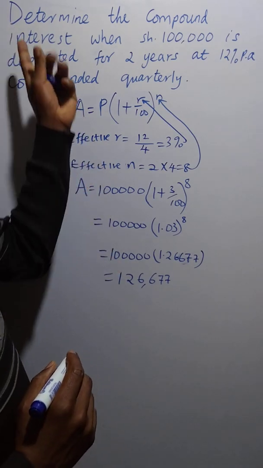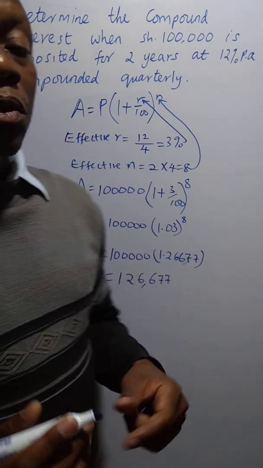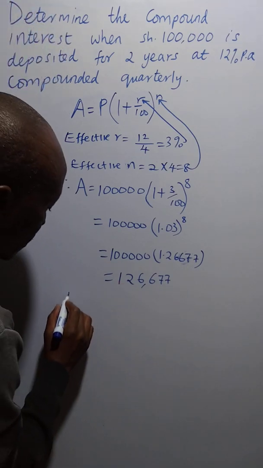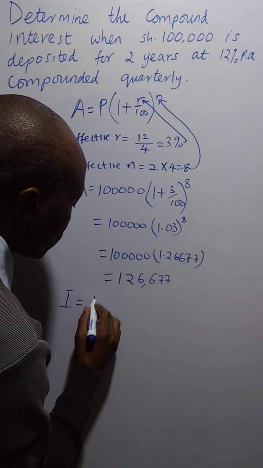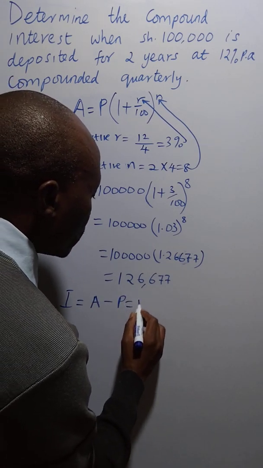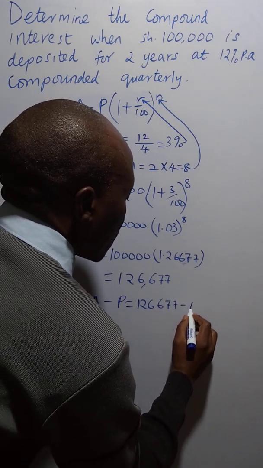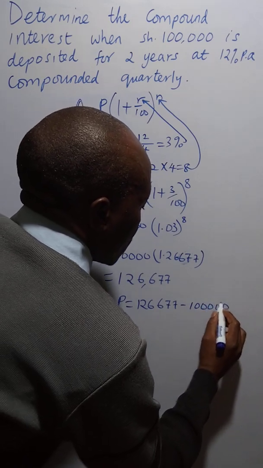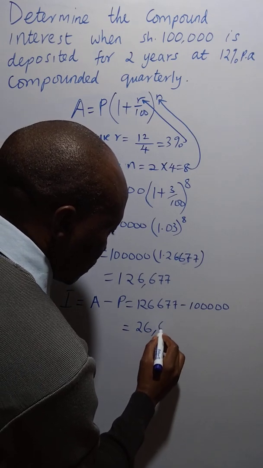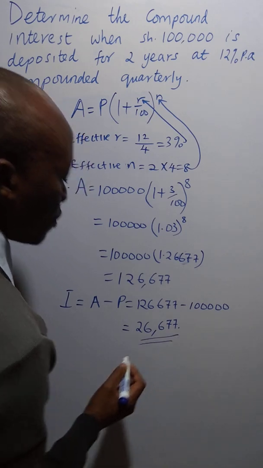But going back to the question, we want the compound interest. What we have found is actually the amount, which constitutes the principal and the interest. So for us to get the interest itself, we shall say interest will be given by the amount we have calculated minus the principal we had put in the bank, which is 126,677 minus 100,000 we had deposited, and that gives us 26,677. That is the interest we get, 26,677.